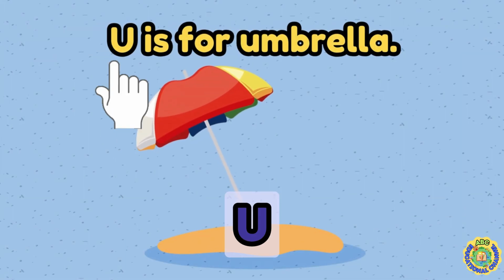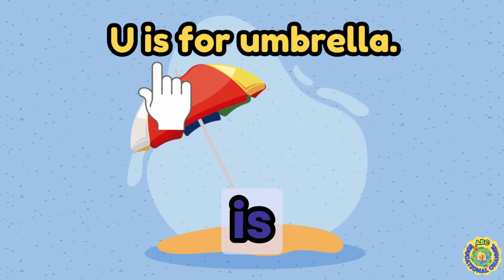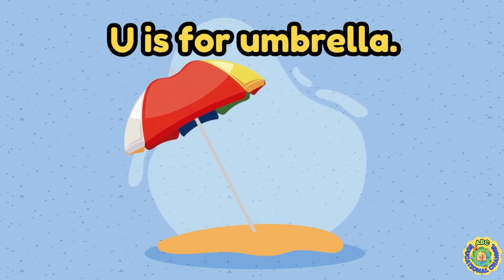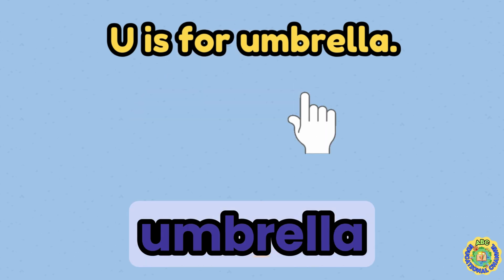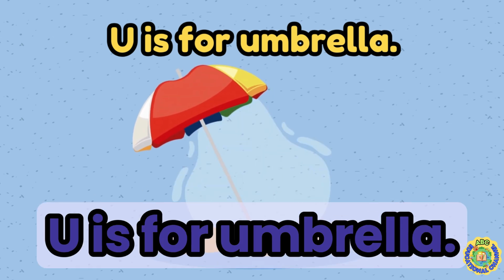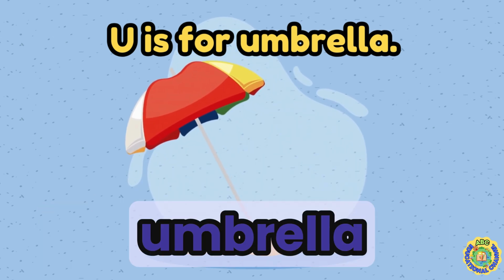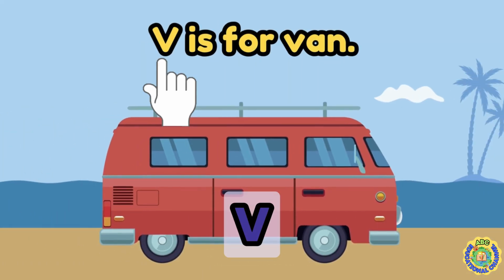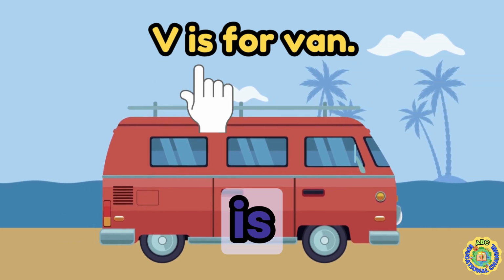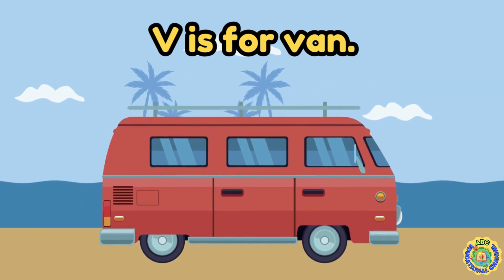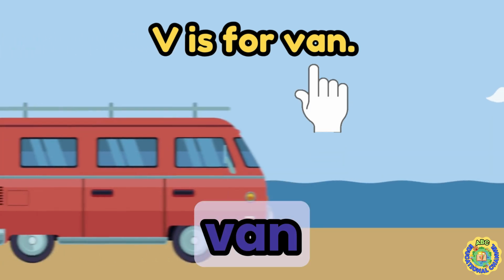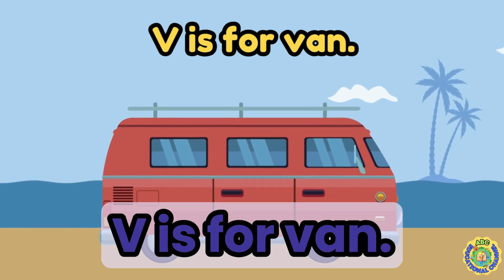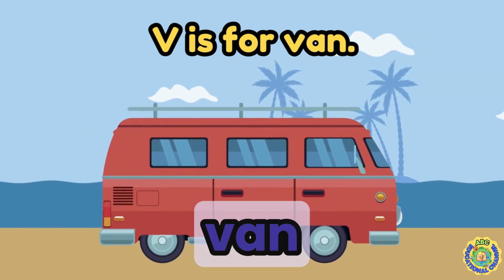U is for umbrella. U is for umbrella. Umbrella. V is for van. V is for van. Van.